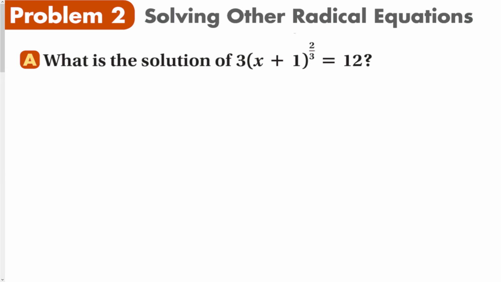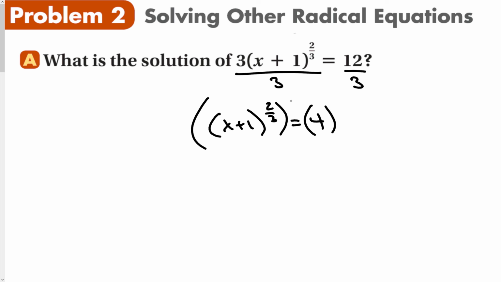Okay? First, isolate the radical. First, divide out the 3. So we have x plus 1 to the 2/3 is equal to 4. Now, I'm going to raise both sides to the 3/2 power. These cancel. That was the point. So x plus 1, remember the bottom is a root, the top is an exponent, so the square root of 4 is 2. 2 to the 3rd power is 8.